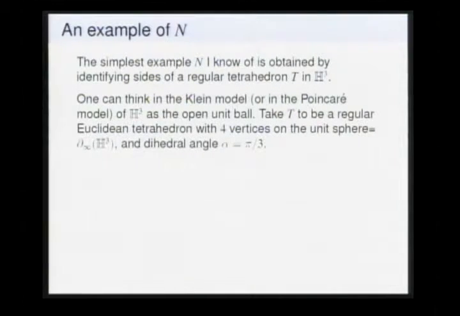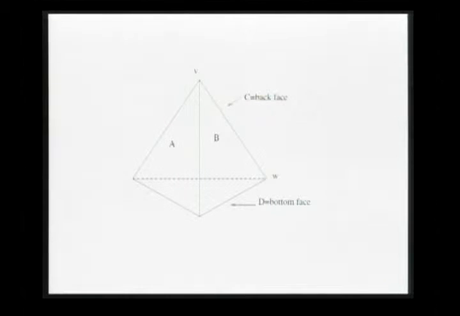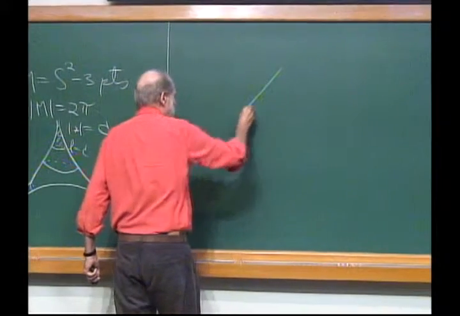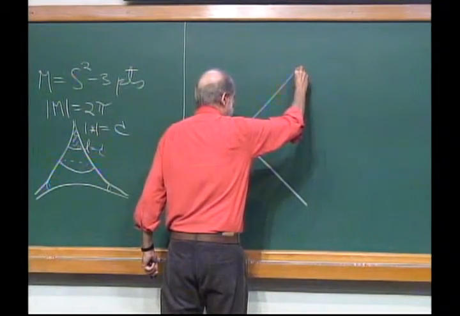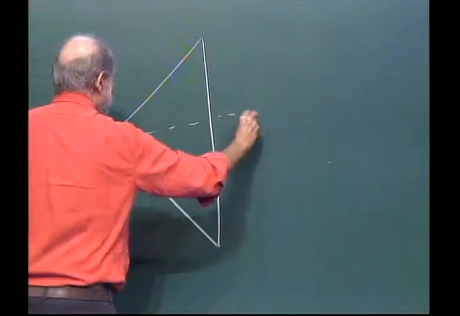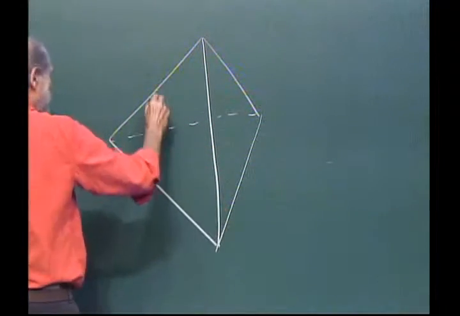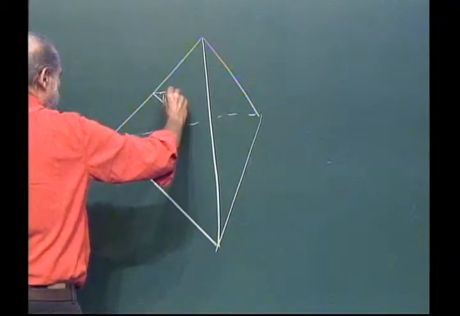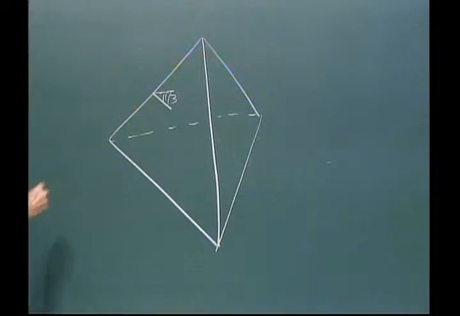And take T to be a regular Euclidean tetrahedron with 4 vertices on the unit sphere, so 4 ideal vertices, and dihedral angle pi/3. You can convince yourself you can construct such an example. The 4 vertices are at infinity on the unit sphere, and that's a regular tetrahedron in H3. And I'm going to use this throughout the talk to give examples. So this dihedral angle here is pi/3. They're all pi/3. And these points are at infinity here.